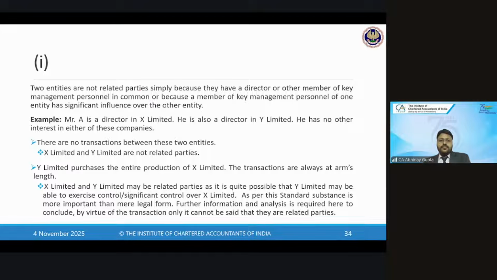So if Mr. A is a director in X Limited and is also a director in Y Limited, then X and Y are not related parties, right? Just by virtue of a common director, two companies cannot be related parties. Because if that were the case, one person could not take a directorship in more than one company, right? But practically, this is not the case. Practically, one person can be a director in more than one company, yes or no?